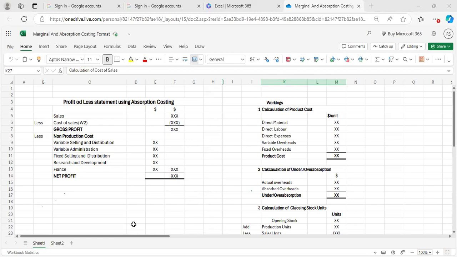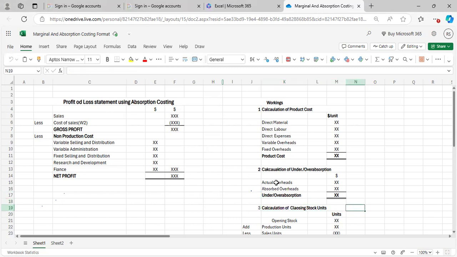We will compare actual fixed overheads with the absorbed fixed overheads. All this information is given in the question. If actual fixed overhead is not given in the question, you will use the budgeted as the actual. How will we calculate the absorbed overhead? We learned in yesterday's class, OAR multiplied by actual activity gives the absorbed overheads. If it is under absorption, we will add it to the cost of sales. If it is over absorption, we will deduct it from the cost of sales.